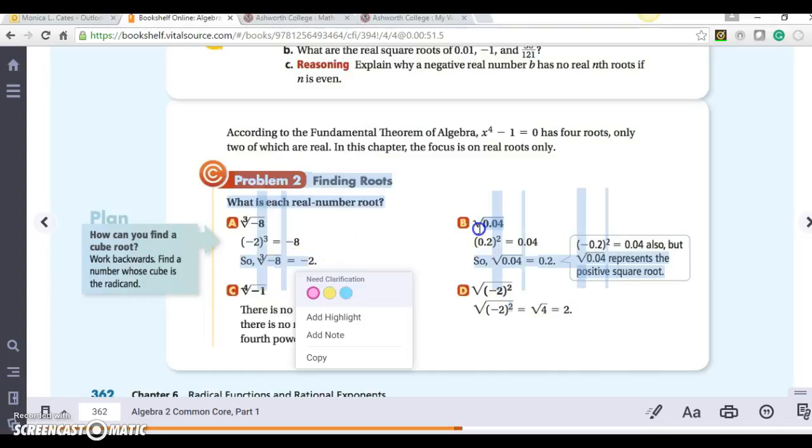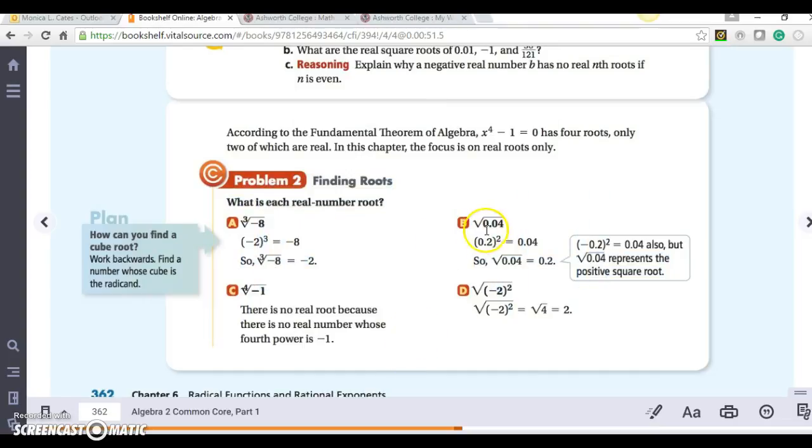For part B, we have the square root of 0.04. Well, we know 0.2 squared is 0.04. So the square root of 0.04 is equal to 0.2. Now we know that -0.2 squared is 0.04 also, so this is also one of my solutions. But the square root of 0.04 represents the positive square root. So they only want the positive answer this time.